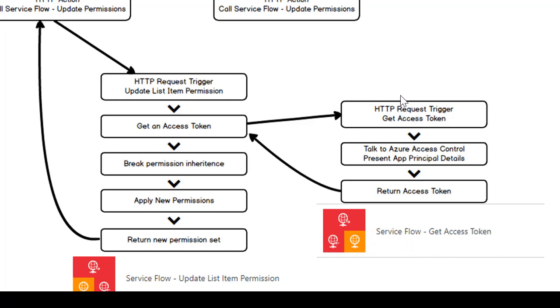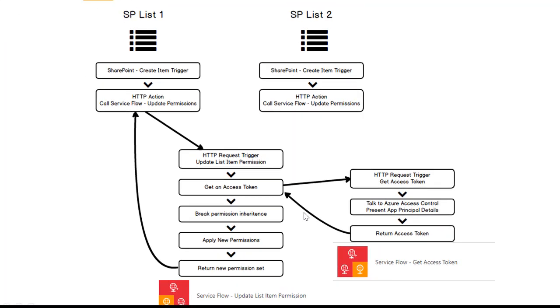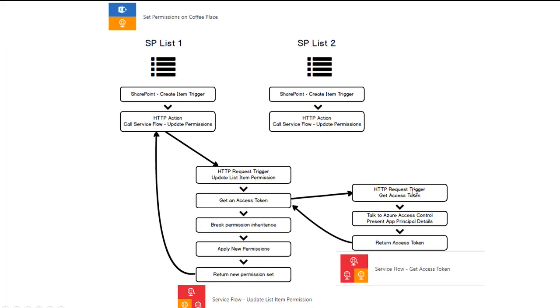And its job in life is to basically be passed some details. It talks to access control and gets the access token and gives it back to the calling flow. Now, that's quite a lot to take in, but that's the basic pattern of how you do this. Once you get your head around access tokens and OAuth and how that works, there's a whole lot of things that you can do, much more than just change permissions on a list. For example, I wrote some blog posts where I update managed metadata columns using a similar technique.